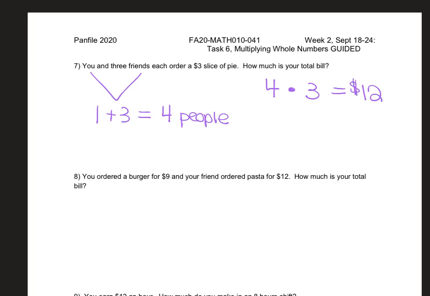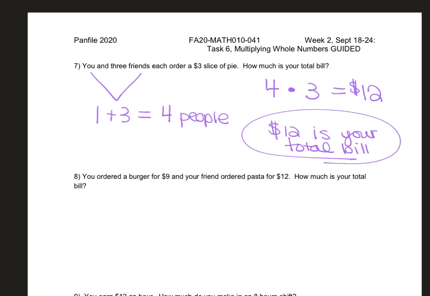Now, you will not see me write the X as you saw on the last page, because as you move into algebra, you will not see the X. That will be reserved for variables, so I will not use it. On the previous page is probably one of the last times you'll see it. So $12 is your total bill.